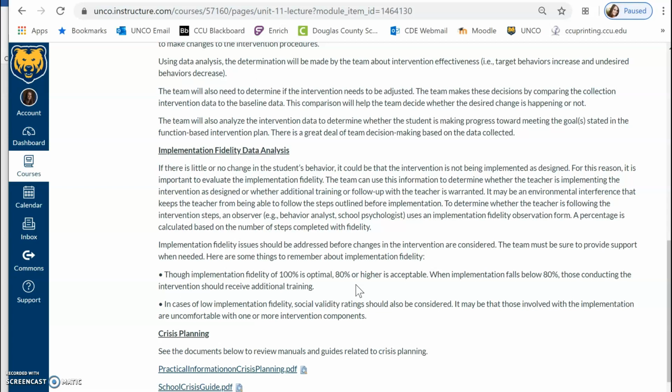Think about what is realistic, continuing to coach, continuing to support. You do need to think about reasons why somebody might not be implementing the intervention with fidelity. Is it too complex? Is it too difficult? Or does the person not agree with it or believe in it?